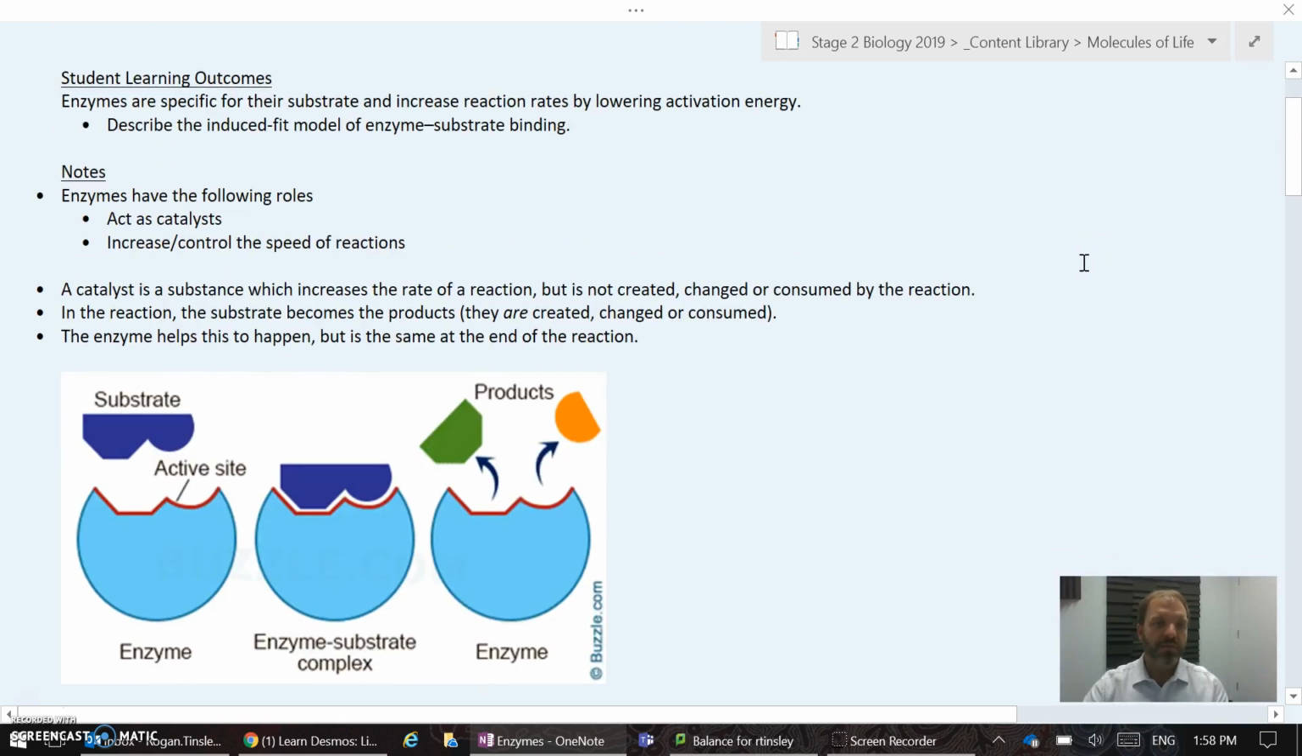So enzymes are proteins and they have special roles in the cell, the main one being here acting as a catalyst, which is also related to their ability to increase or control the speed of reactions. So a catalyst is a substance that participates in a chemical reaction but isn't created, consumed or changed during that reaction. So what we have in a chemical reaction is our substrates that are turned into products. The catalyst helps with that, but it's not a substrate or a product of that reaction.